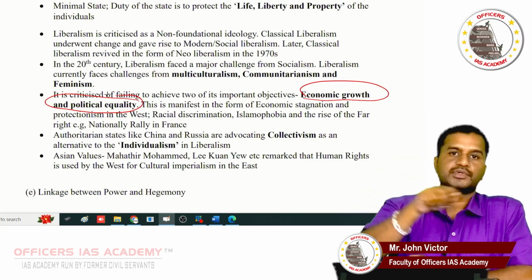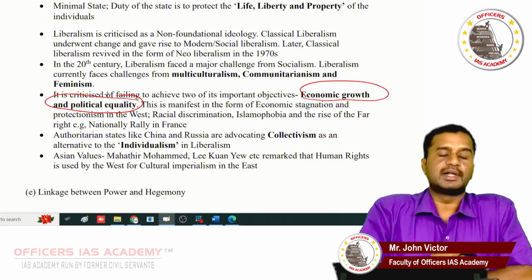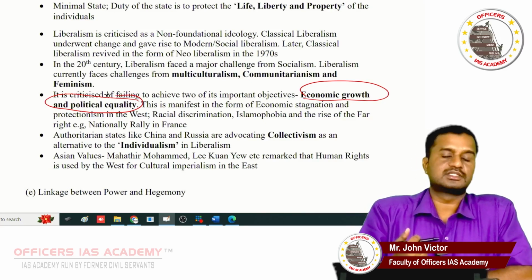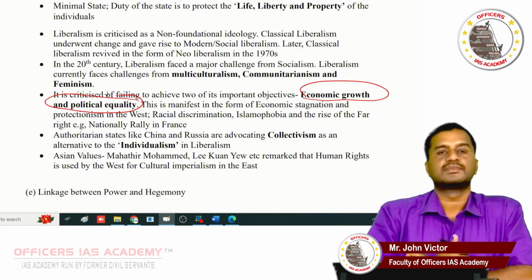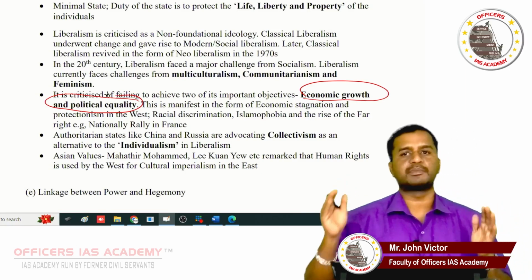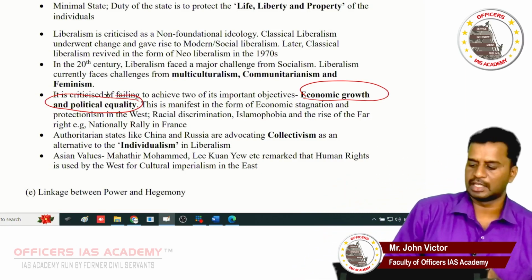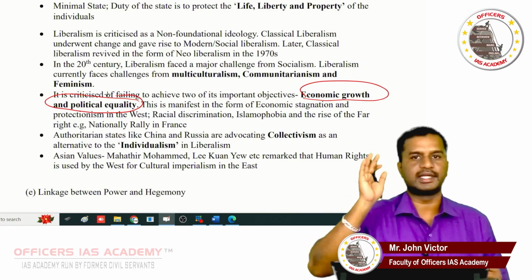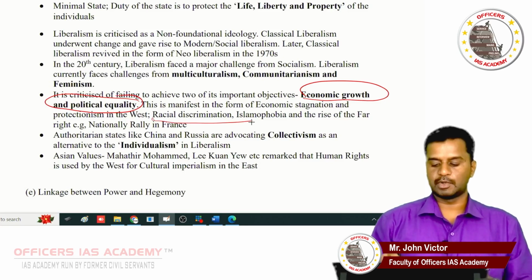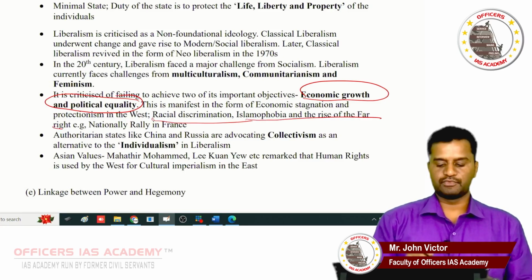Similarly, political equality is also a question. Even though liberal countries speak about human rights, democracy, rights, and liberty, they also speak about protectionism. They are often against migration of people from other countries. So these questions are also being raised. If liberalism is really giving importance to man, why is it unable to empower the man economically as well as politically? So you should give this content in the answer. You can enrich it with examples: racial discrimination, Islamophobia, and the rise of the far right.